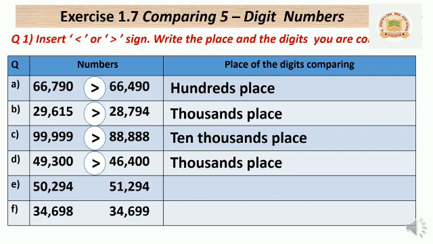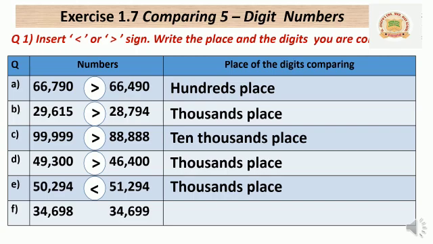Now E question, 50,294 should be compared with 51,294. Now the comparison should begin with the 10,000's place. 50,000 is equal to 50,000. In the thousands place here we have 0, there we have 1. Therefore 50,294 is smaller than 51,294. Which place have we compared here? Thousands place.